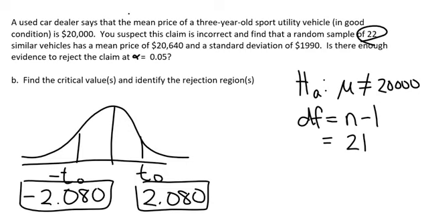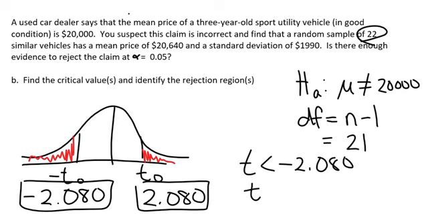Now that I have my critical values, let's establish the rejection region. Remember that the rejection region is going to be the tail region, or if we plot our t-test statistic in that region, we are going to reject the null hypothesis. Therefore, we can say that the rejection region is if t is less than the negative 2.080, or if t is greater than the positive 2.080.